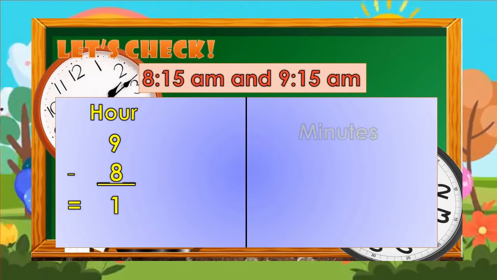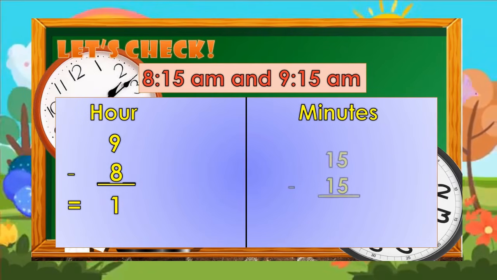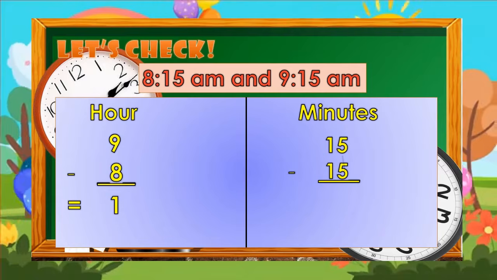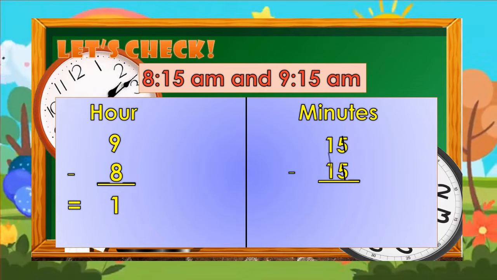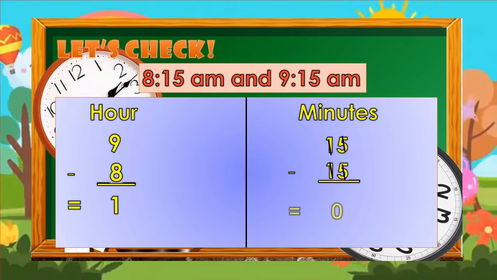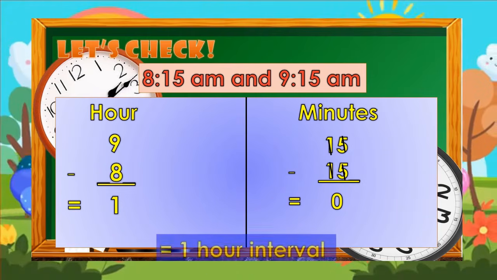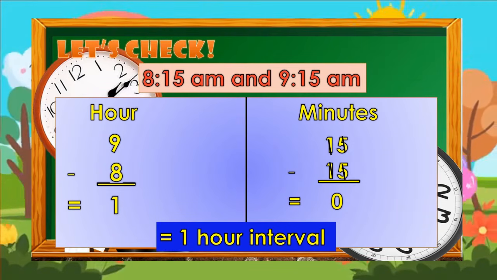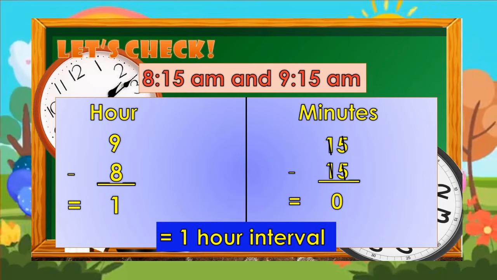Another one is the minutes. The minutes given are 15 and 15 minutes. So 5 minus 5 is equal to 0, and then 1 minus 1 is equal to 0. So the final answer for the time interval of 8:15 and 9:15 a.m. is 1 hour.